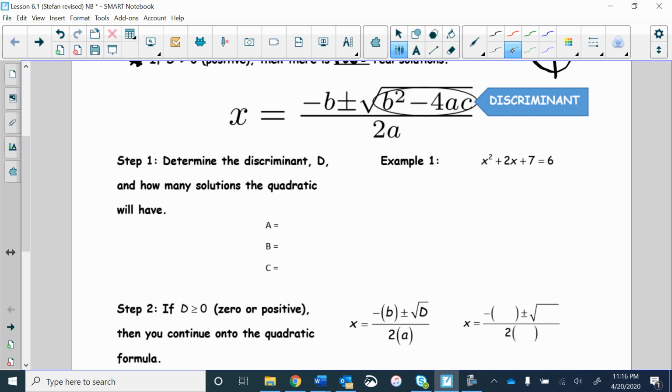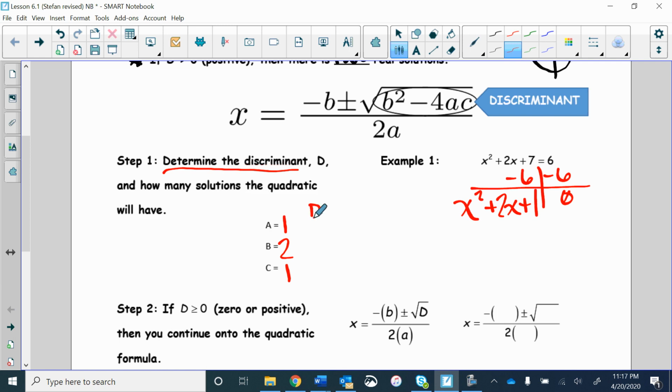So let's first start with determining the discriminant. You should be really good at this from last week. Looking at this equation, I can't start until I move the 6 over. So let me do that first. The 6 is a whole number, so I'm going to combine it with the 7, and I get 1. That allows me to see that my A value is 1, my B value is 2, and my C value is 1.